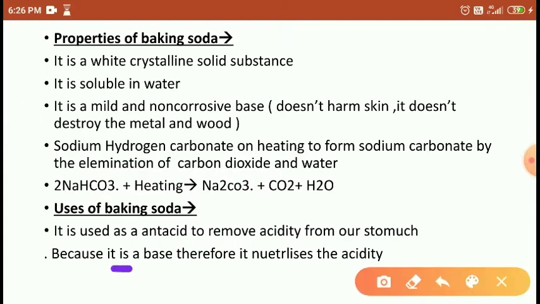Because it is a base. Baking soda acts as a base, and in our stomach HCl is there. HCl is the acid. Acid is neutralized by the base, so baking soda is the base, therefore it neutralizes the acidity, right, students?